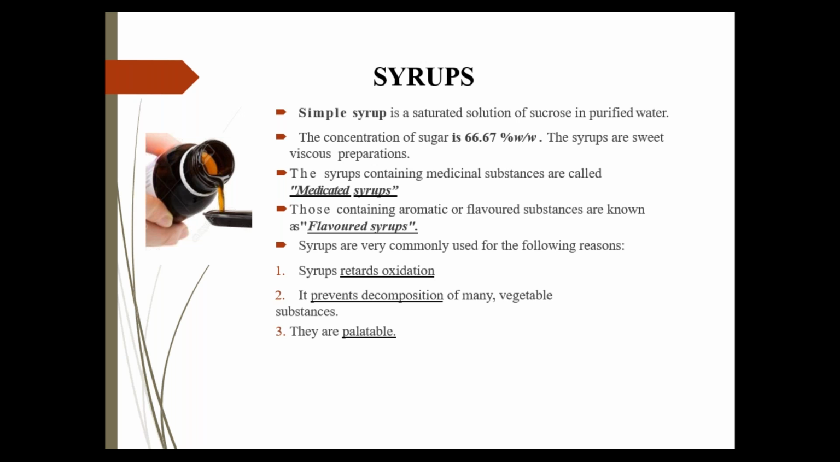Okay, so these syrups are commonly used for the following reasons. One is it will retard oxidation, and second is it prevents decomposition of many vegetable substances. So why is it? Because what leads to decomposition of the vegetable substance is a lot of microorganisms. Because these syrups themselves have high osmotic pressure, they will prevent the decomposition, and they will kill the microorganism or stop the growth of the microorganism, and in turn prevent the decomposition of vegetable substances.